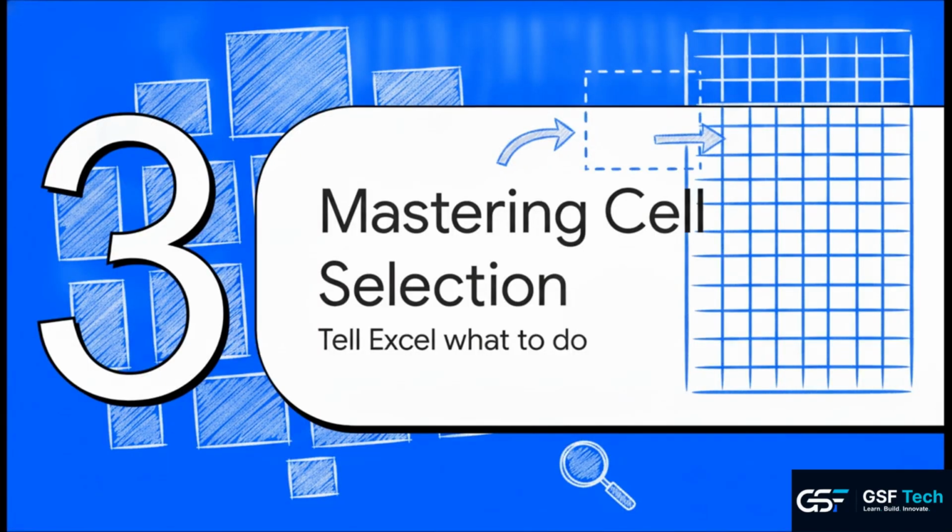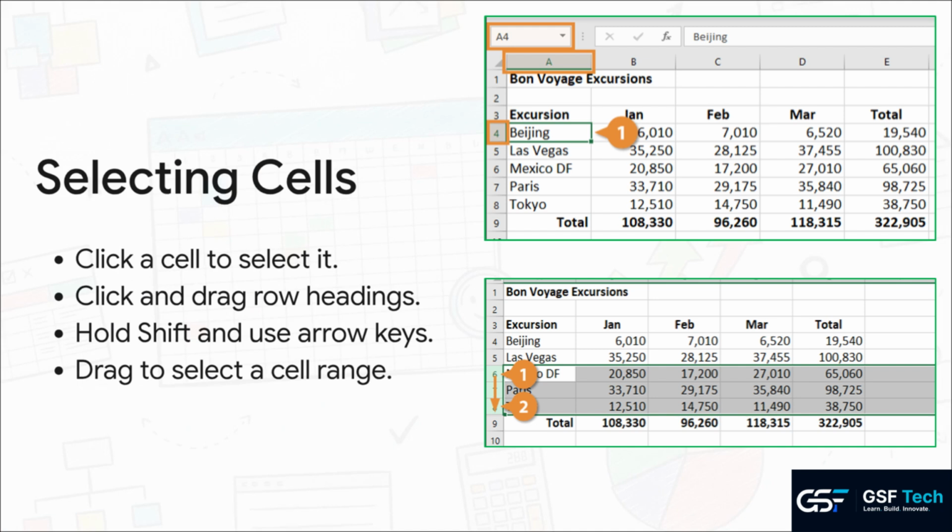Okay, Section 3, mastering cell selection. The basics are pretty intuitive, right? Just click a cell to select it. But to go faster, you can use your mouse to click and drag across the row or column headings at the edges of the sheet to select everything in that path.